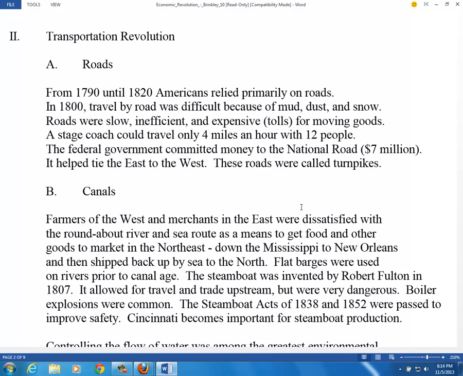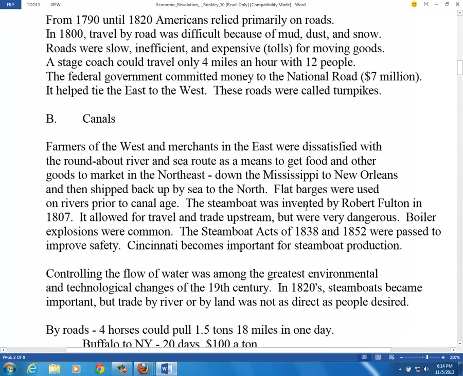As I said before, women should have been involved. But and then steamboats. Steamboats are huge. Why are steamboats so important in this period? What do they allow you to do that you could never do before?